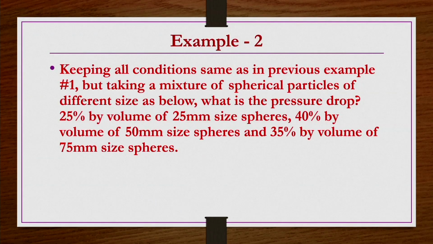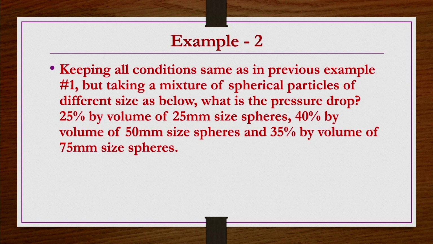Keeping all conditions the same as in the previous example number 1 that we just solved, but taking a mixture of spherical particles of different sizes as below, what is the pressure drop? In the previous example problem, spherical particles were taken, but all of them had the same size. Now the spherical shape is still there, but there are different fractions: 25% by volume 25 mm spheres, 40% by volume 50 mm spheres, and 35% by volume 75 mm spheres.